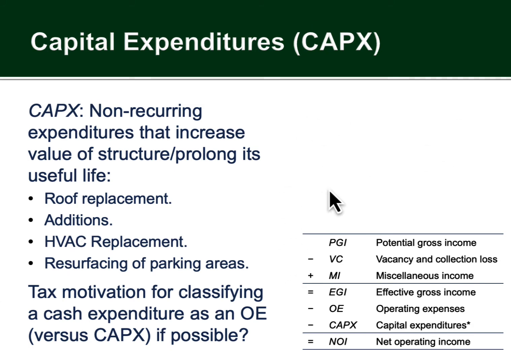So roof replacement, HVAC replacement, major work on the parking spots, that sort of thing, these all would be capital expenditures. From a tax perspective, it's nice when you can deduct stuff as an operating expense rather than a capital expenditure, because with an operating expense, you can deduct it in the year in which you incurred the cost. For CapEx, instead, you have to amortize it in your taxes, meaning that you deduct only a portion of that actual expenditure each year over a fixed number of years.